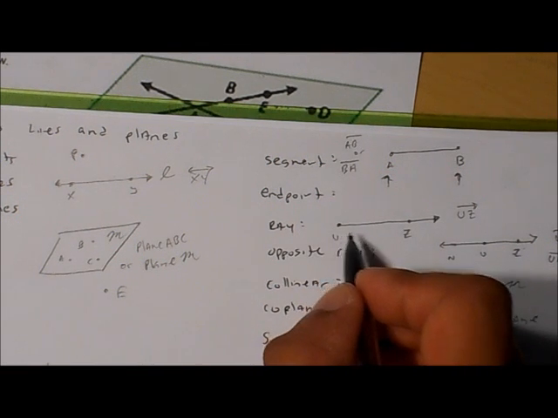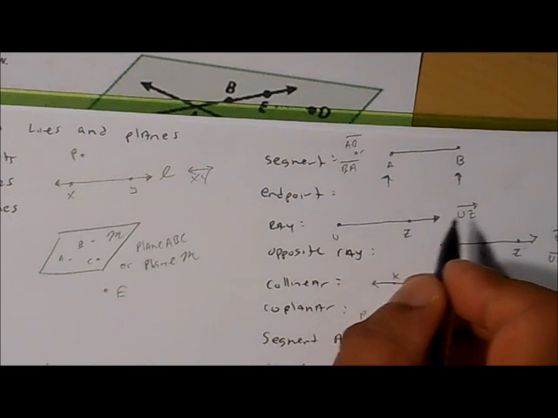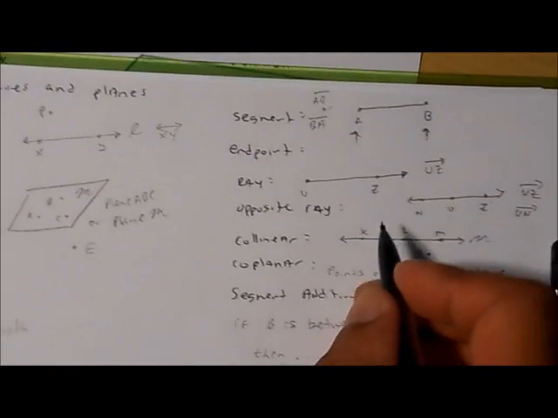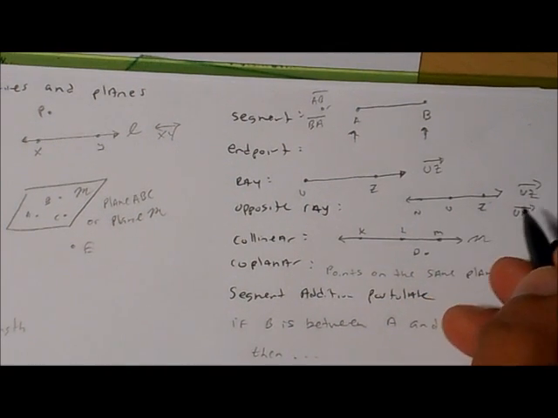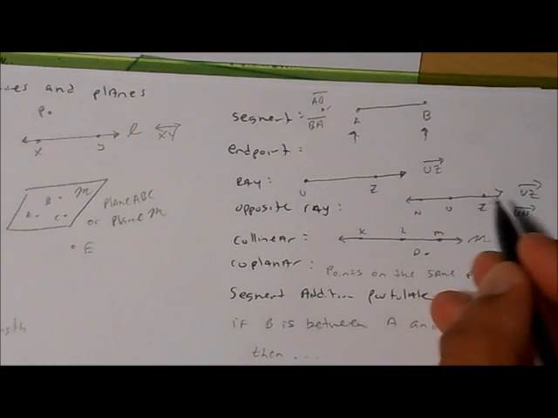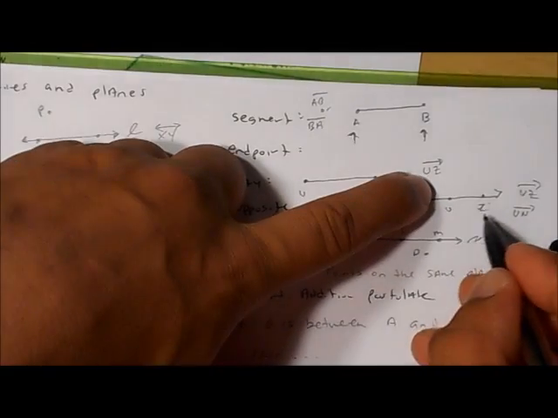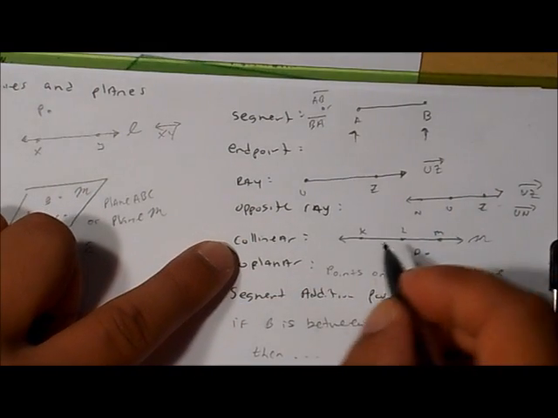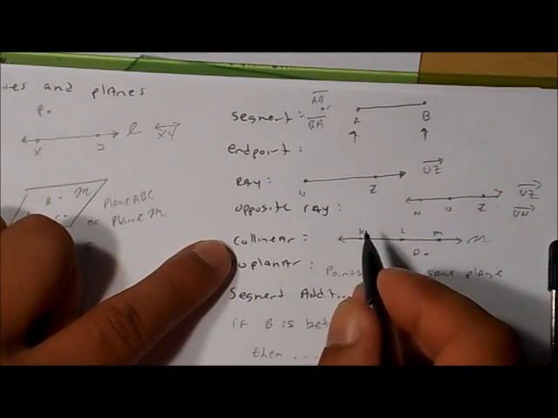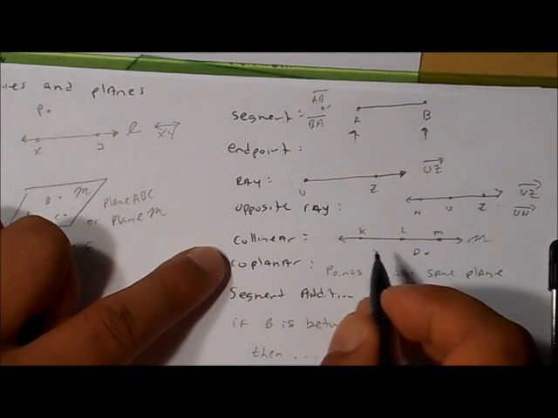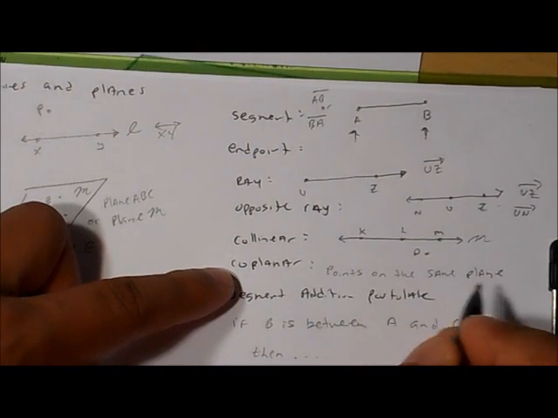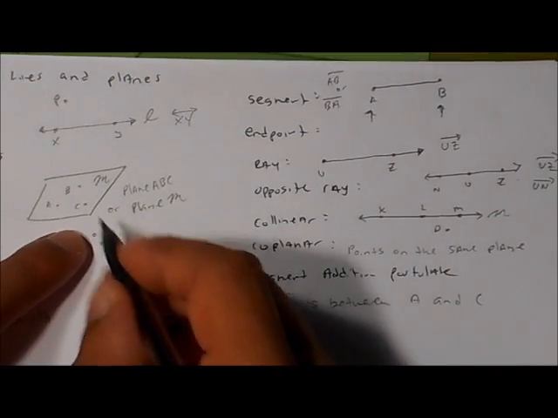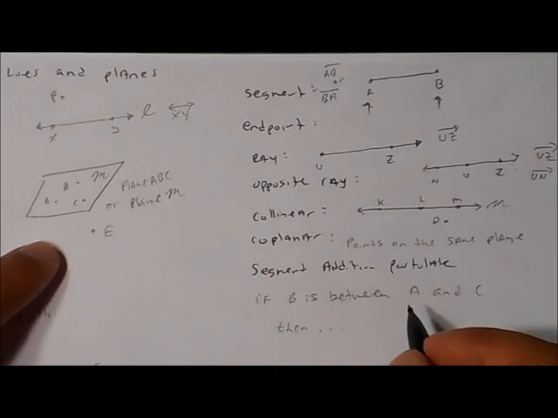Now, a ray would just have one endpoint, pointing in one direction, and it keeps extending out forever. An opposite ray may look like this, but if you're asked to name a pair of opposite rays, then you're supposed to name each individual ray. So UV pointing in one direction, and then UN pointing in the other. Collinear means all 3 points are on the same line. Coplanar means all points are on the same plane, just like we have over here. Not E would be an example of a non-coplanar point.